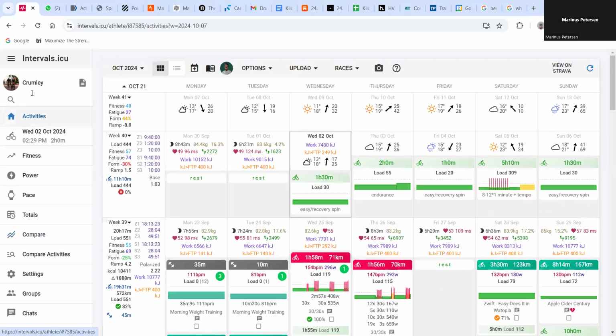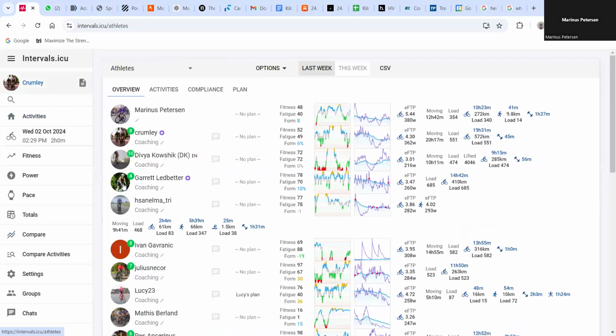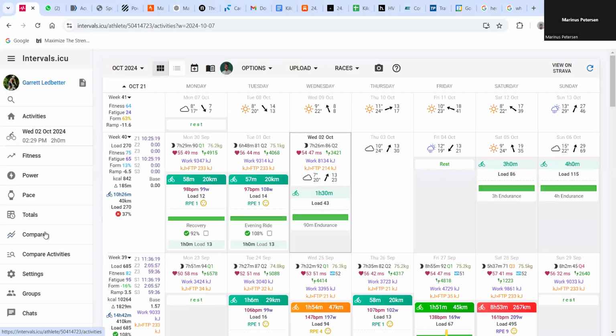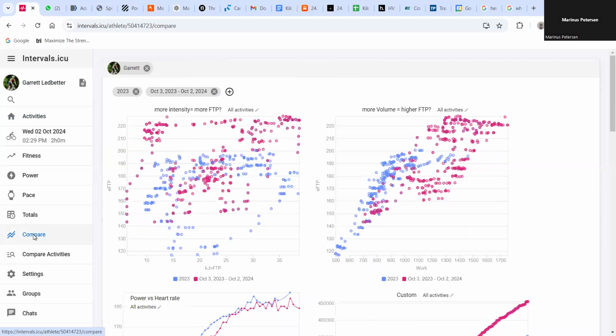And it just so happens that as I go through every single one of my other clients and we look at, does more volume equal more FTP? Yes, pretty good correlation again. More intensity with this particular person, almost the worst correlation with more intensity and more FTP that I've seen. There's just nothing going on there. Is it? More volume, more FTP, pretty clear.